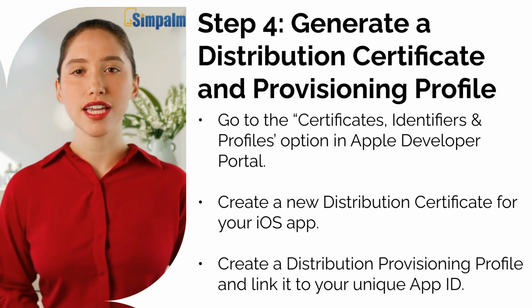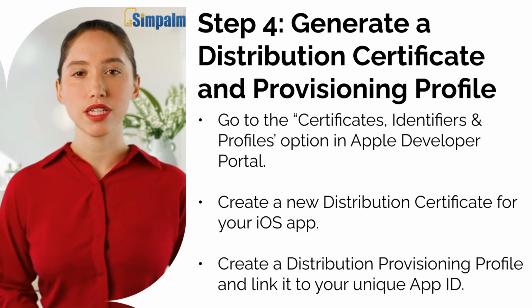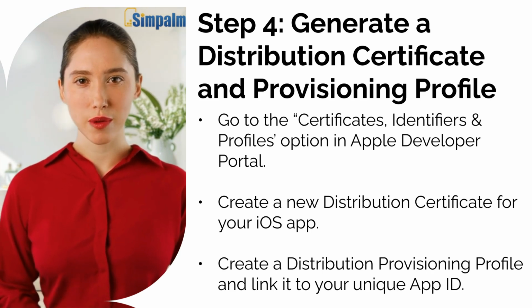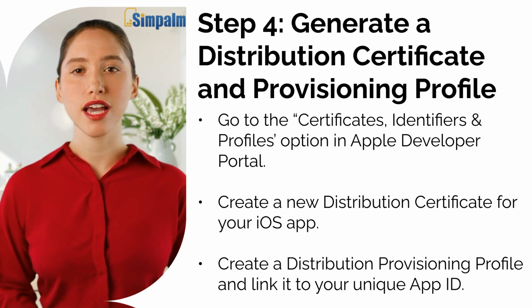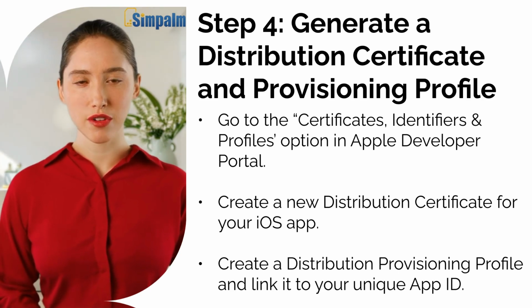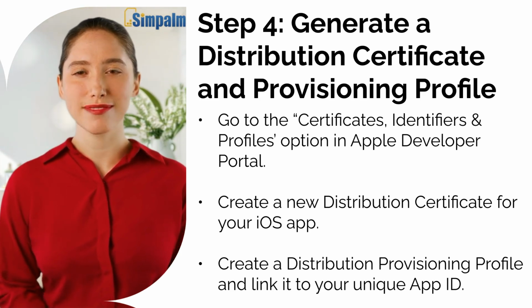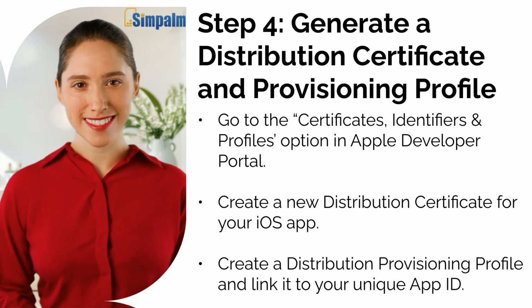Step 4. Generate a distribution certificate and provisioning profile. As you will be distributing your iOS app outside of a specific development environment, you will need a distribution certificate alongside a provisioning profile to go ahead with it. These are essential parameters you must adhere to for submitting your iOS application to the App Store. Once again, log into your Apple Developer Portal and navigate to the Certificates, Identifiers, and Profiles tab. This time, you need to create a distribution certificate and provisioning profile, following which you will have to link them to your unique app ID. Follow the suggested steps on the Developer Portal, and you will be good to go.